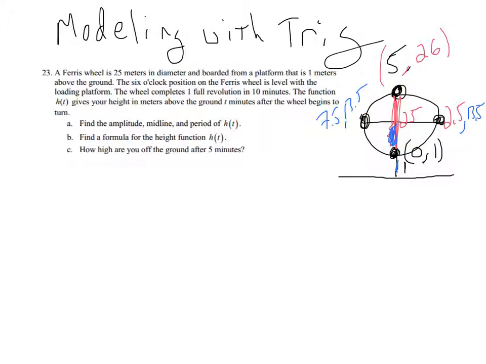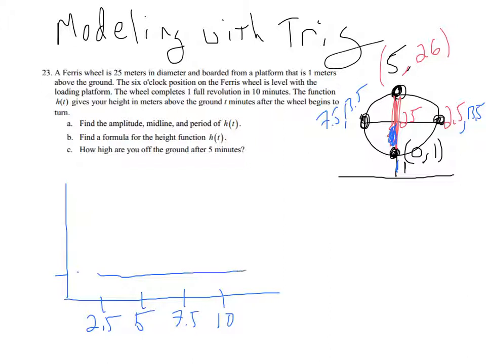So once you get that figured out, you could make a table of values and do that. But why don't we just make a graph? Now I know 4 lines over is the full cycle, the full period. It takes 10 minutes to get all the way back down. So halfway across it's 5, 2.5, and 7.5. And we know the lowest we're going to get is 1. We know the highest we're going to get is 26. And then the midline is that midway point, which is 13.5.